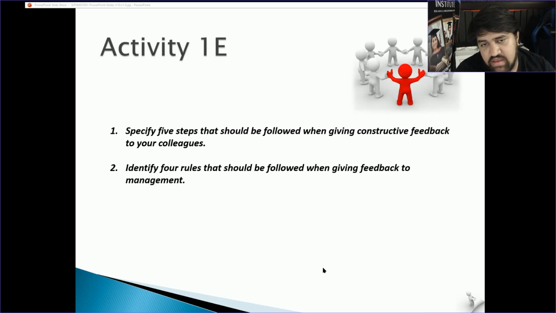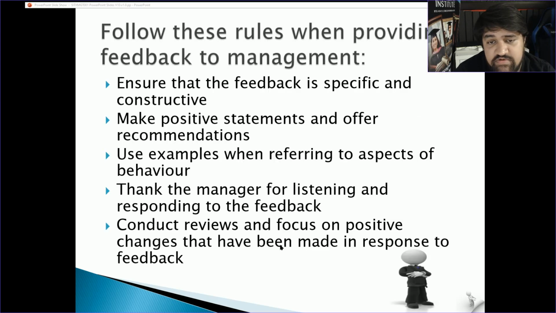Now, 1E. Specify 5 steps that should be followed when giving constructive feedback to your colleagues. Identify 4 rules that should be followed when giving feedback to management. Okay, these ones are a bit easy, so we talked about them before.